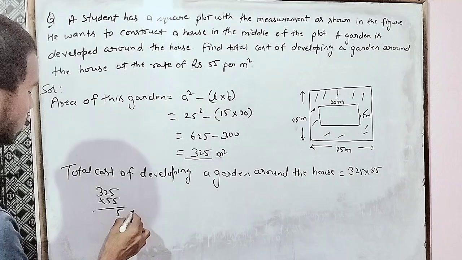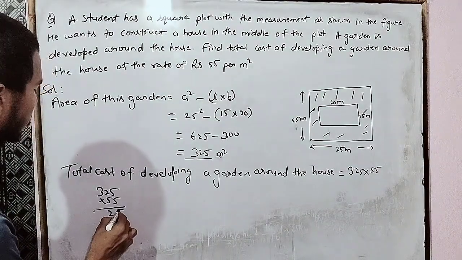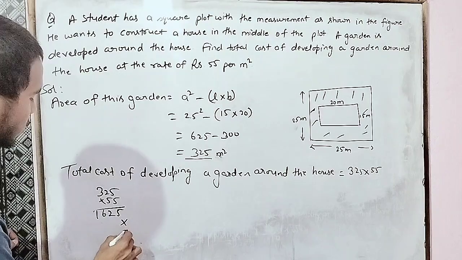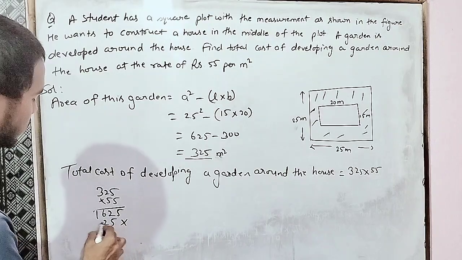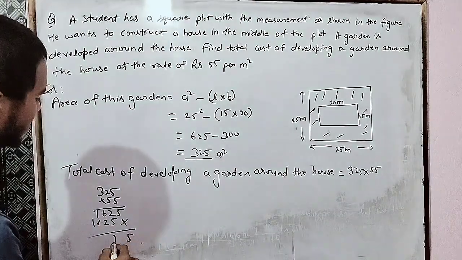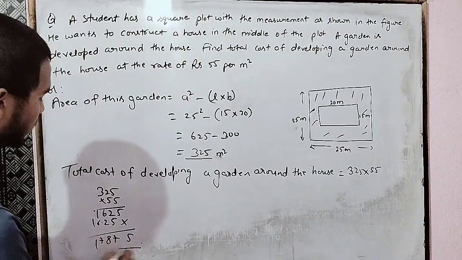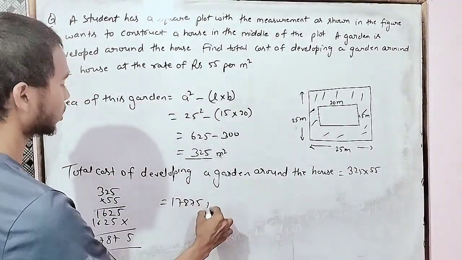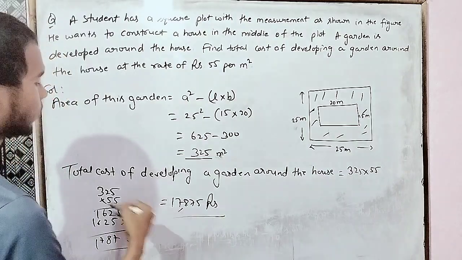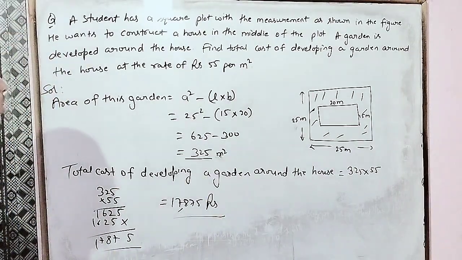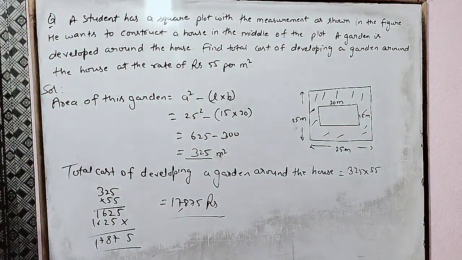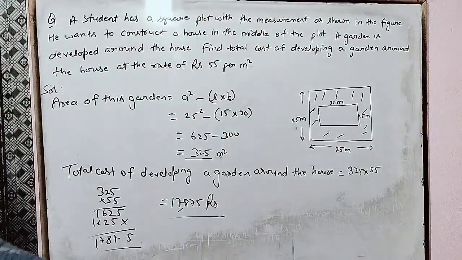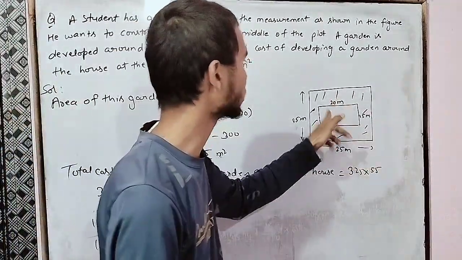So 325 multiplied by 55. 5 fives are 25, 5 twos are 10 and 1, 5 threes are 15 and so on, giving 17,875. Finally, you can say 17,875 rupees will be paid for developing a garden around this house.